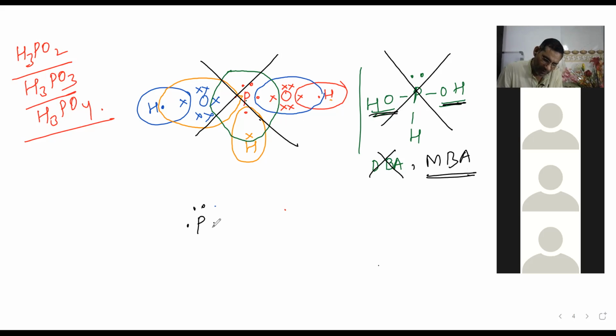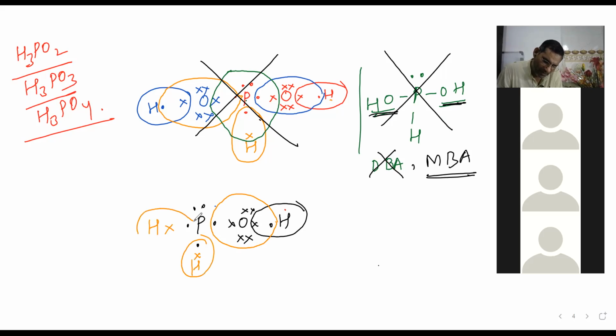Phosphorus is having 5 electrons. Oxygen will be having 2 unpaired. Hydrogen will be having 1 unpaired. This is now paired. This also gets completed. For H3PO2, one hydrogen will be written here, one hydrogen will be written here. In this way, all unpaired electrons of hydrogen will get paired. What about phosphorus? 2, 4, 6 and 8. The octet is complete. But one more oxygen is missing. So that oxygen will be written here.